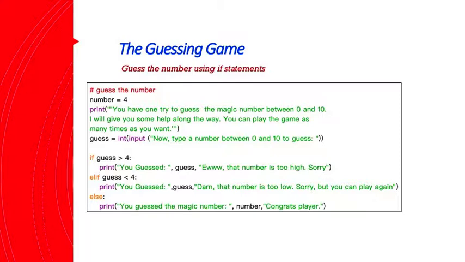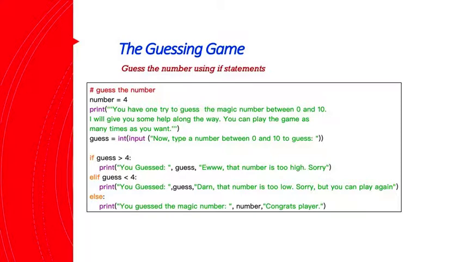Typically, we wouldn't do it this way. We would use a for loop or something else, a while loop, but we're restricting ourselves just to focus on the if functionality. So we have a variable guess equals int, integer type. We input "now, type a number between 0 and 10 to guess." So here we're asking the user for their initial guess. If guess is greater than 4, you guessed, and it prints out whatever their guess is. And we say, ooh, that number is too high, sorry.